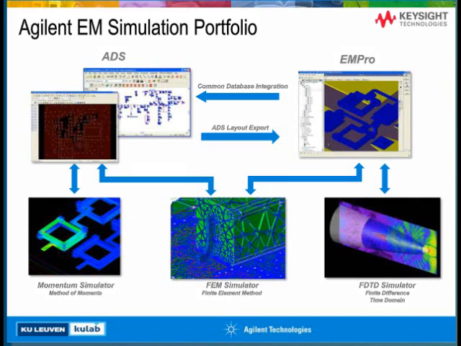In terms of sharing the design between the 2 platforms, the ADS to EMPro layout exporter can be used to send the design from ADS to EMPro. And when the 3D design is built in the EMPro environment, the components of the 3D design can be added into ADS as a library, so that all the simulations, a combination of the PCB structures as well as the 3D structures, can be run in the ADS environment.